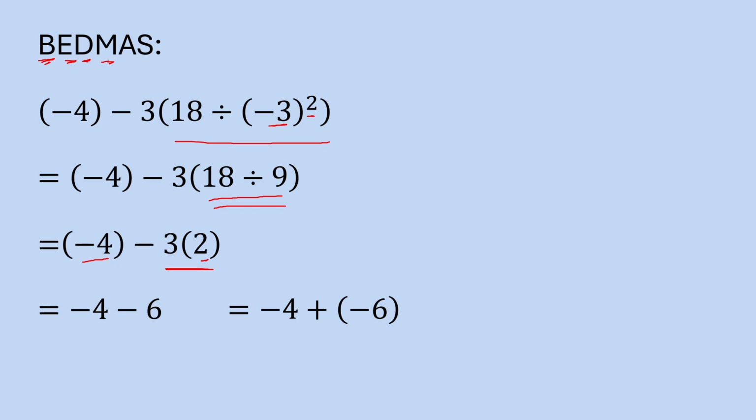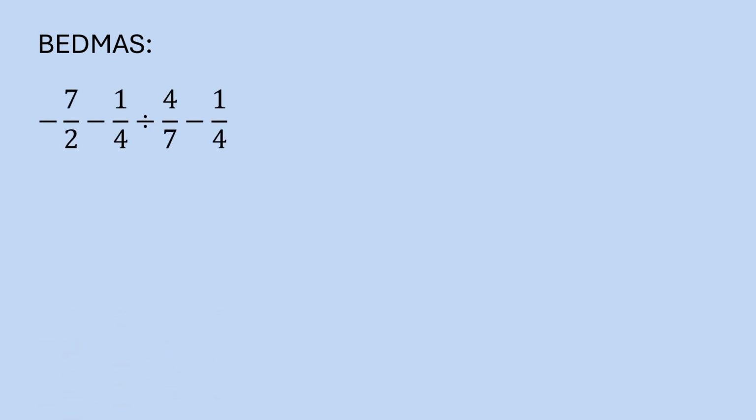So we can write it like this: negative 4 plus in the bracket negative 6. Here plus minus is equal to a negative sign. Now there is addition of negative 4 to negative 6. So 4 plus 6 is equal to 10. And both are negative signs, so the answer is negative. So the answer is negative 10.